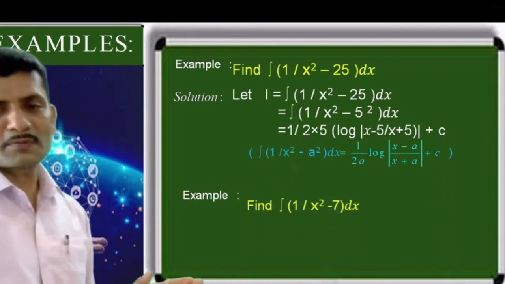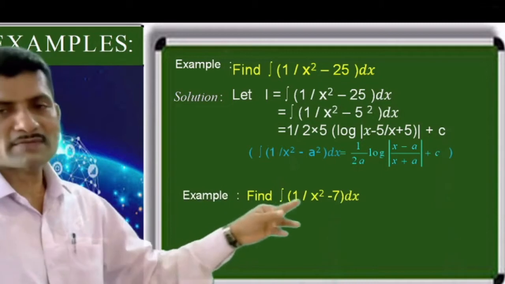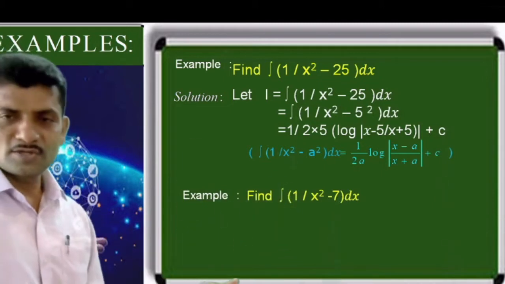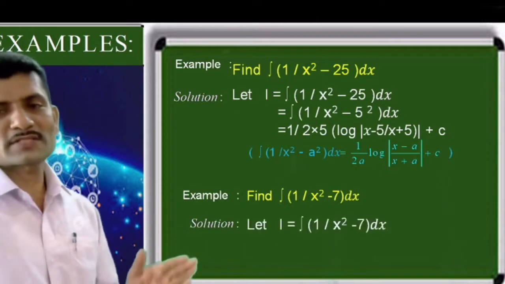Okay, one more problem. Using the same result, find the integral of 1 divided by x square minus 7 into dx. You know, 7 is a real number, and 7 will go to root 7 whole square.